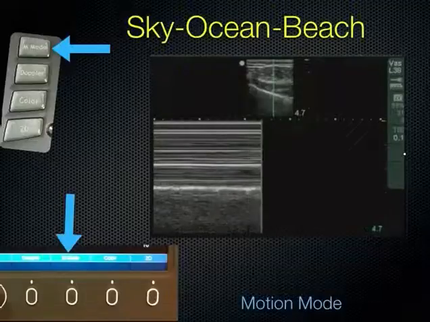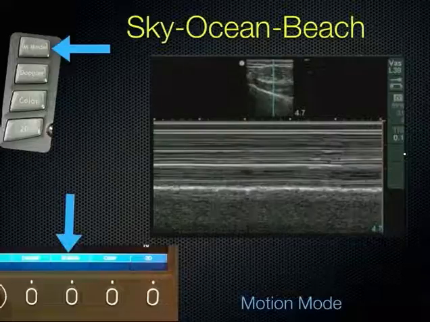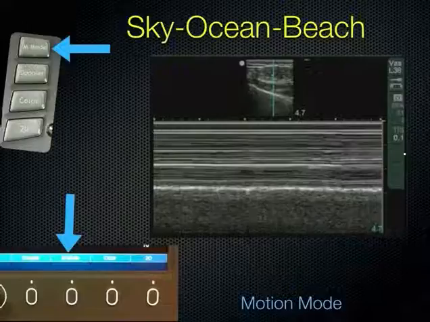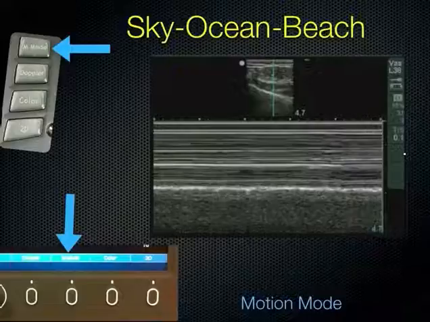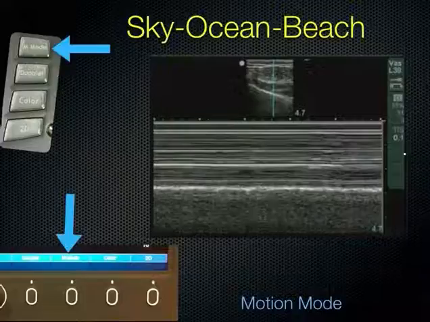If you put an M mode line through that interface, through the pleural line, and watch it over time, you end up with an image we call sky, ocean, beach. You'll also hear it referred to as the seashore sign. Either way, the soft tissue creates a striped appearance. The pleural line is bright white, like where the ocean meets the land. If the lung is sliding underneath that pleural line, you get a grainy effect due to the motion. You can't see the lung itself, but you can see the motion artifact. That graininess is the beach, and it means the lung is moving and is in the picture. So sky, ocean, beach is normal.